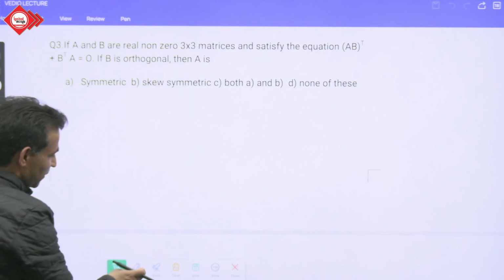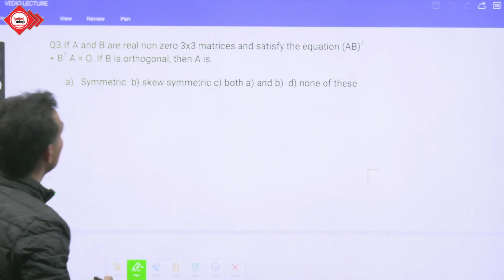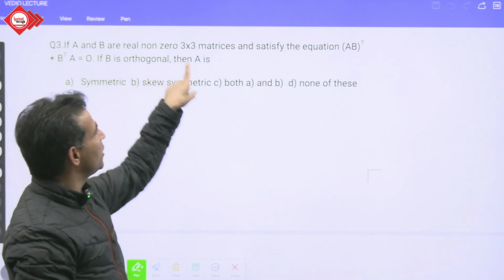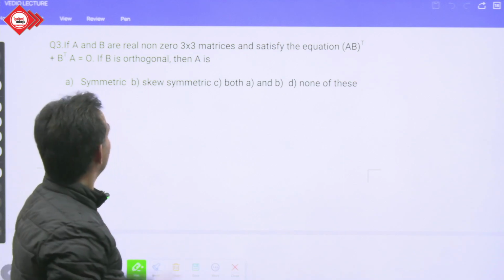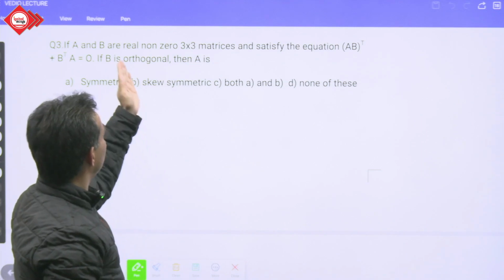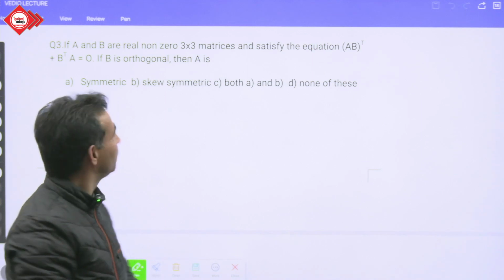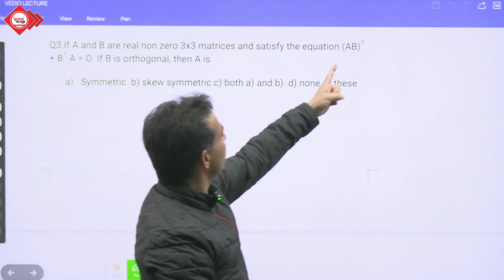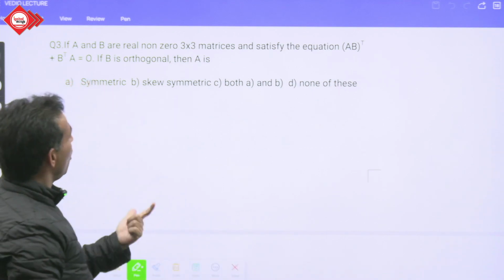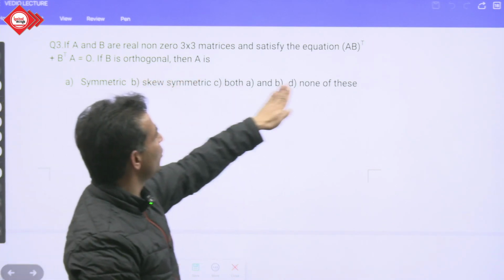Let's have a look here. It seems to be a very important one. It is written here, if A and B are real non-zero 3x3 matrices, means both the matrices are of the same order 3x3. Moreover, the elements inside these matrices are real numbers which are not zero, and satisfy the equation AB whole transpose plus B transpose A equal to 0. And it is also written here, if B is orthogonal, then A is symmetric, skew-symmetric, both, or none.